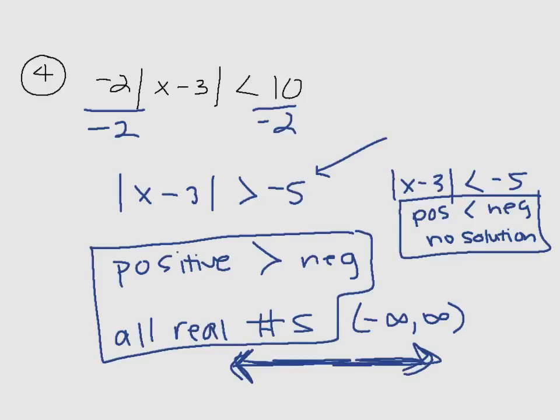Greater than or equal to could also fall into the category of greater than, and less than or equal to could also fall into the category of less than. So if it's less than, it's no solution. If it's greater than, then it's all real numbers. That wraps up absolute value inequalities.